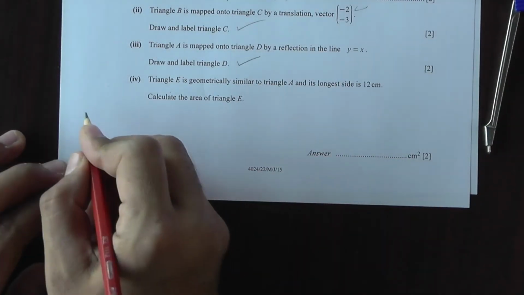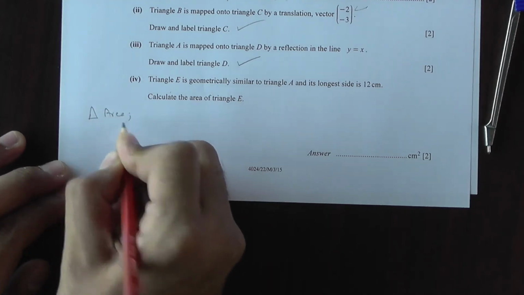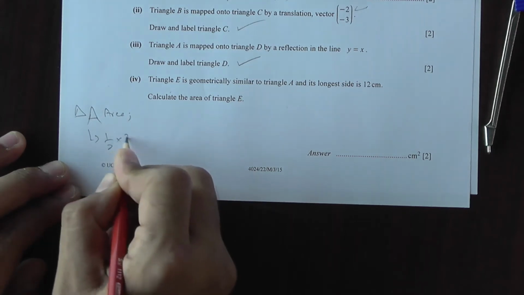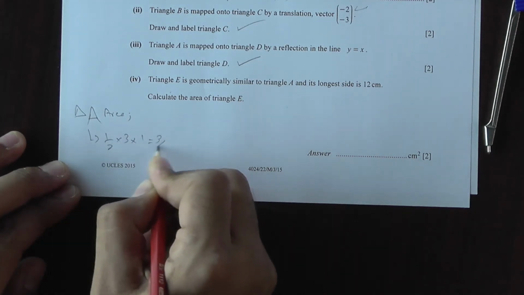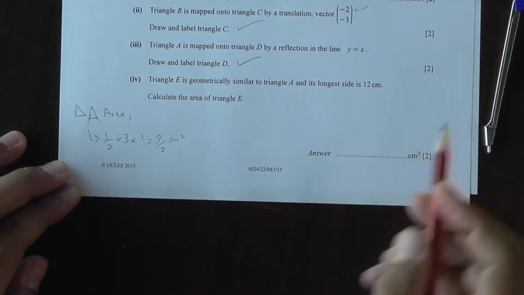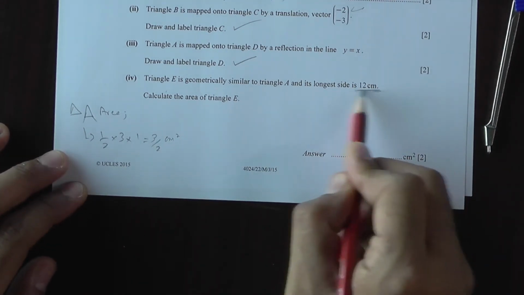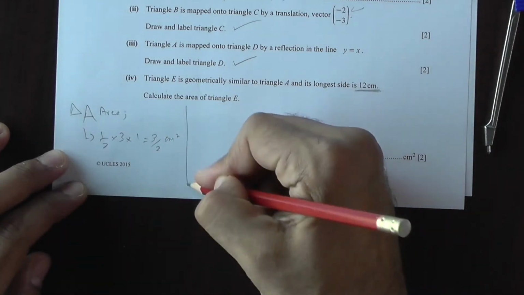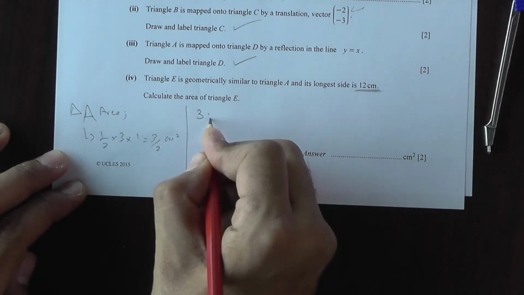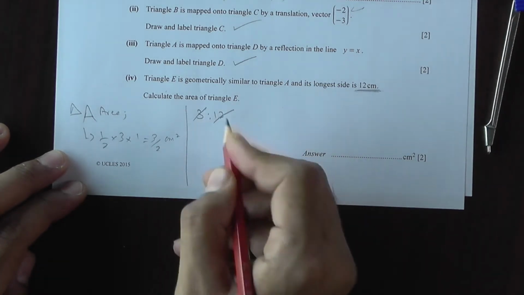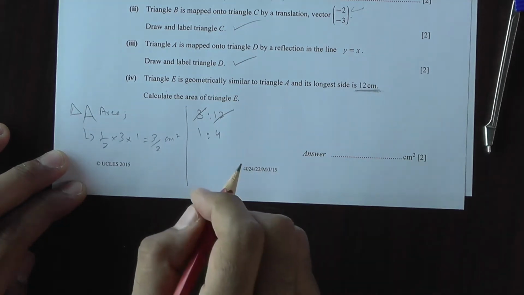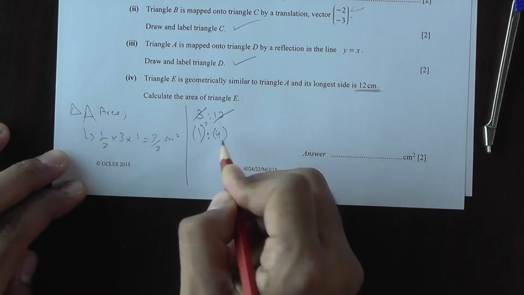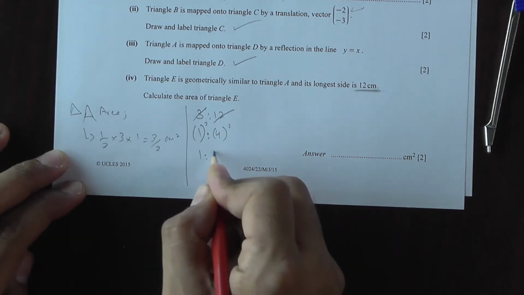How do we calculate the area of triangle A? Triangle A has an area of half times 3 times 1, which gives us 3 over 2 centimeters squared. Now if you look at this shape, triangle E has the longest side as 12 and triangle A has the longest side 3. So if we compare the two sides, 3 is to 12. If we simplify this, we get 1 is to 4. Now the thing is, since we're talking about the area, we need to square these lengths, 1 squared and 4 squared. This gives us 1 is to 16.